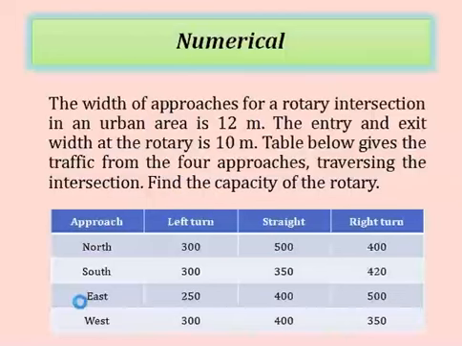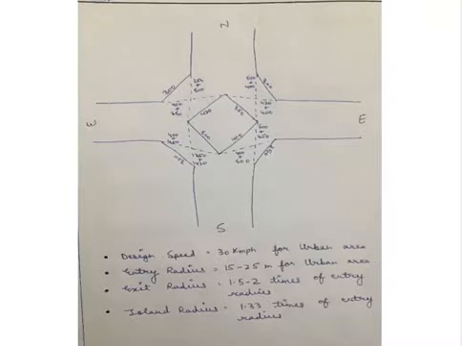In the given table, it is given that the traffic coming from north, south, east and west direction, which is going straight, turning left and turning right, is given here in PCU. We will arrange all this PCU in a diagram like this. I'll show you how we can arrange. I'll take an example of north direction. The traffic which is coming from north direction and moving towards left will follow this path. It will come from this, it will go along this and leave the rotary from this direction.